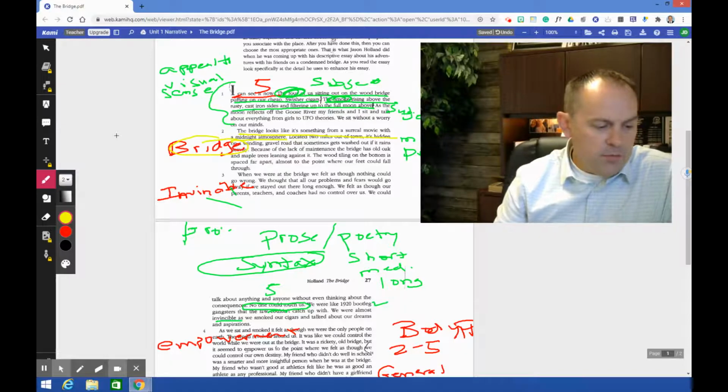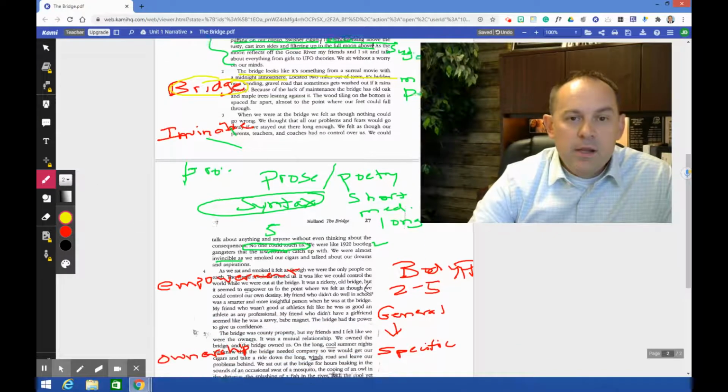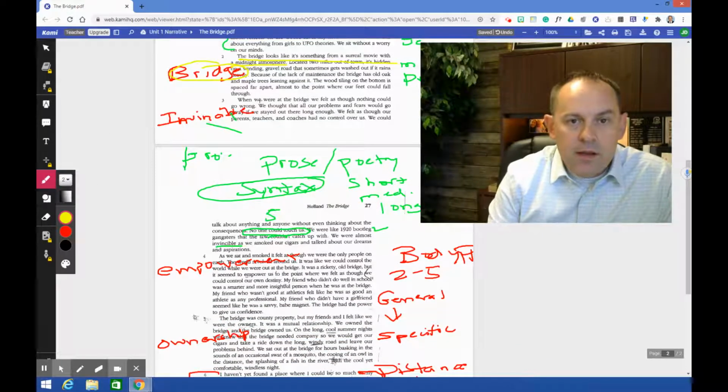The 4th question said repetition can be effective or ineffective. Explain how you judge Holland's similar sentence beginnings in paragraph 3. So if you look at paragraph 3, you're going to find we were at the bridge. We felt as though, we thought, we stayed, we felt, we could. Do you see the pattern here? That we were.